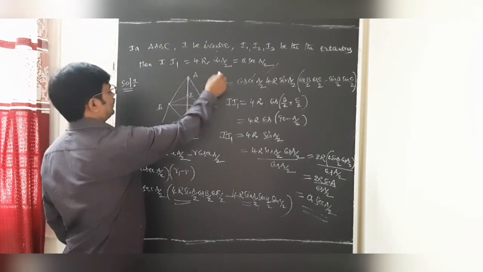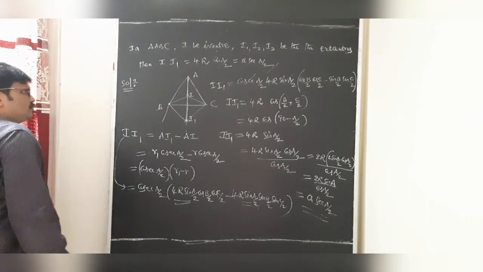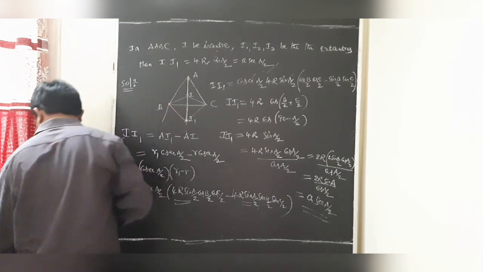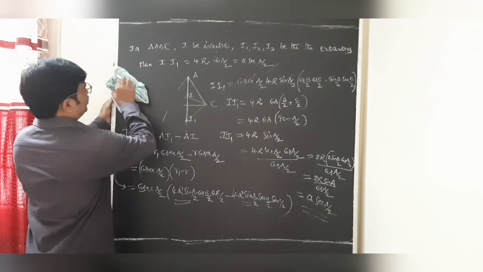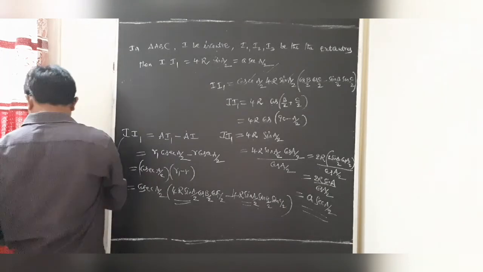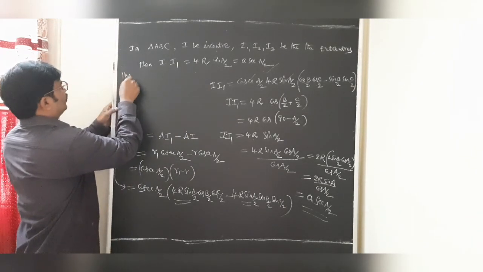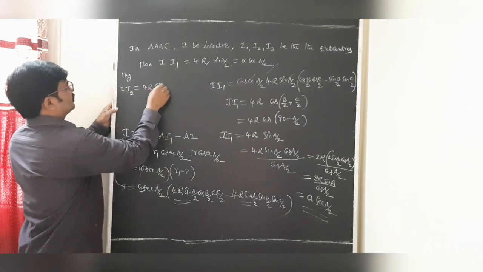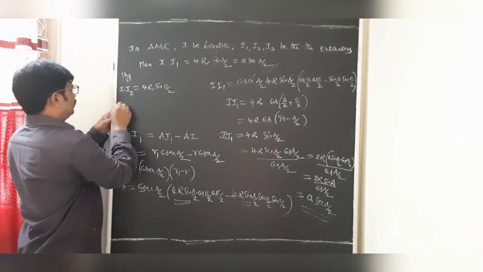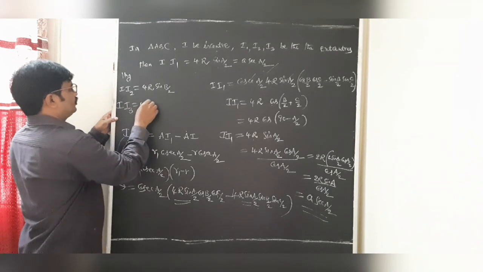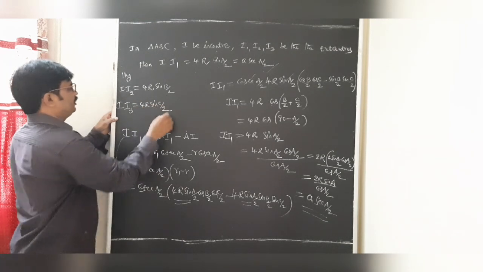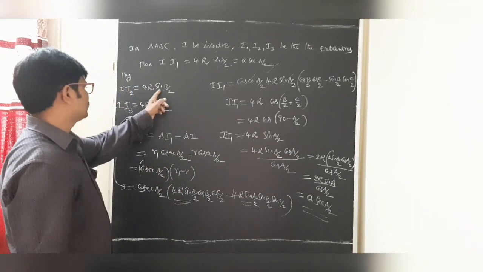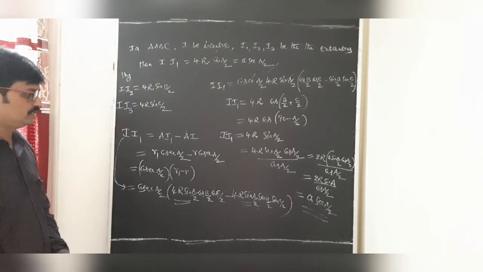I1 is 4R sin A by 2. Similarly, students, we can prove I2. How to prove I2? Similarly we can prove I2 equals 4R sin B by 2. After that, I3 is 4R sin C by 2.